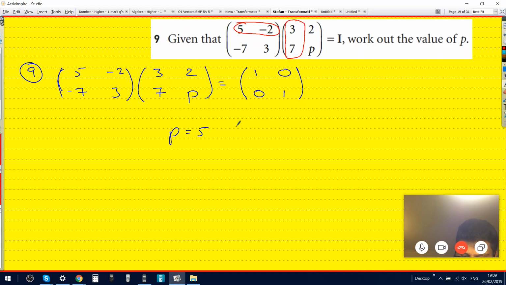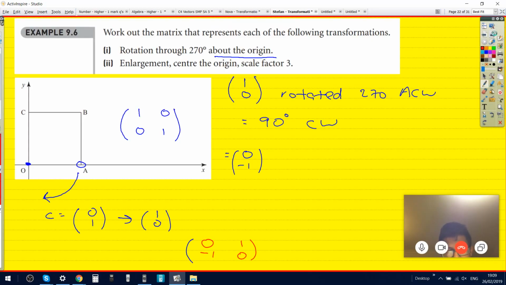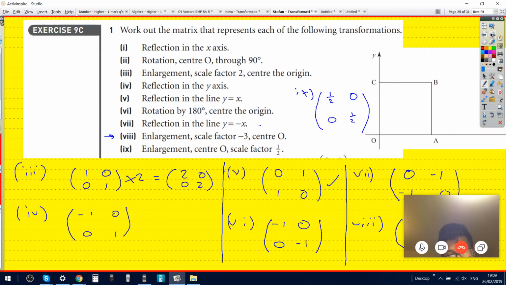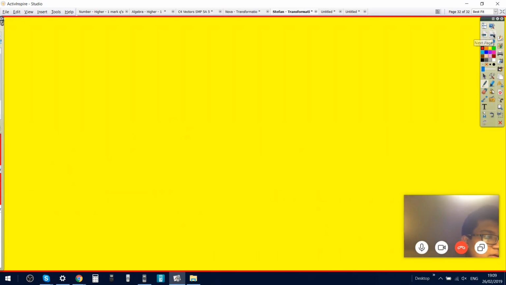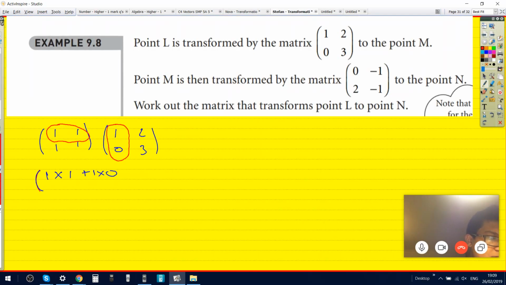And then we have minus 7 times 2 plus 3 times p. Yes. And that's how you do these. So I can just skip back now. And they go top left, top right, bottom left, bottom right. So this one.